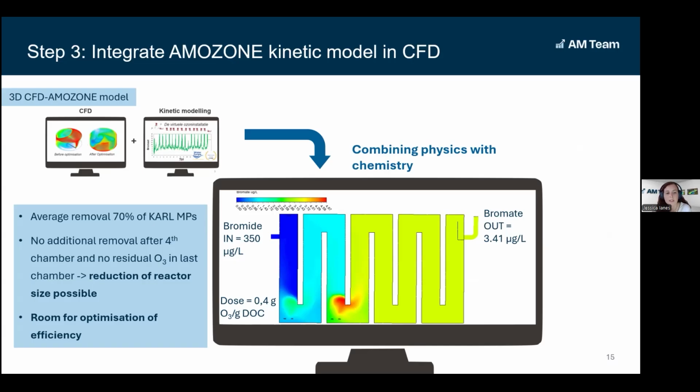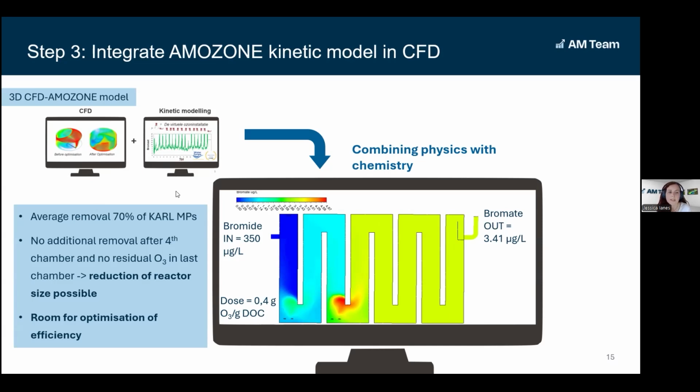We could see with this CFD analysis that the average removal of the micropollutants of the current list was around 70%. So it was below the 80% target. And we could also see that actually after the fourth chamber, there was nothing happening. So bromate was already formed, micropollutants removal was already reached as in the effluent, and also the ozone residuals were almost zero already after the fourth chamber. So we could see that there was actually room for optimization.